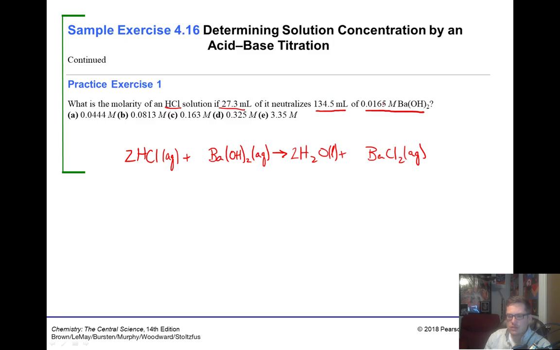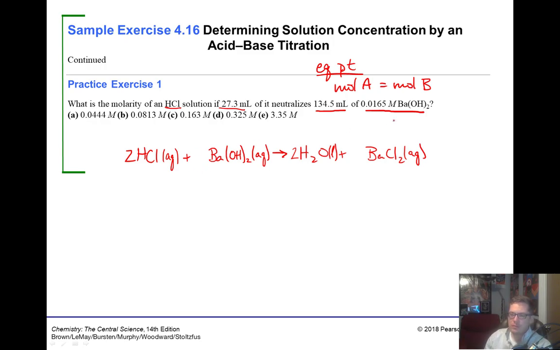Okay, so then it says, what is the molarity of HCl if we start with this volume, if it neutralizes 134.5 milliliters? So we need to figure out how many moles of base we added. Remember, when we're at the equivalence point, really what we've said is that the moles of the acid is going to be equal to the moles of the base, right? Because that's the whole point, is that they've equalized. Moles of acid is going to be equal to the moles of base. They've equalized with one another.